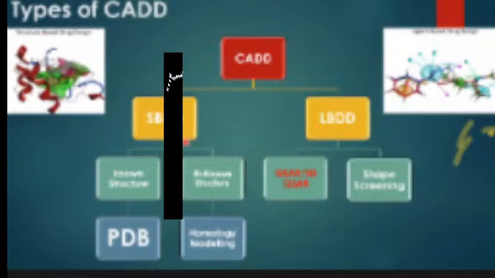The next type is LBDD. LBDD stands for ligand-based drug discovery approaches. In ligand-based drug discovery, there are two types. One is the QSAR-based approach. Another one is shape screening.